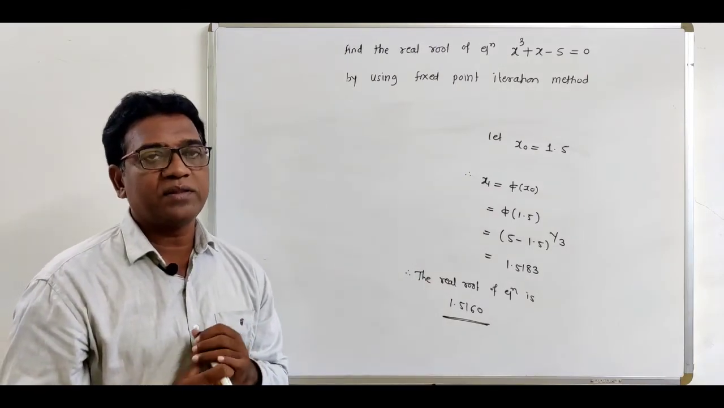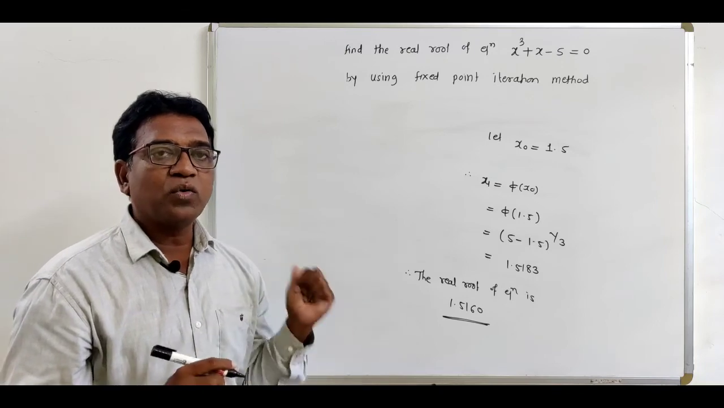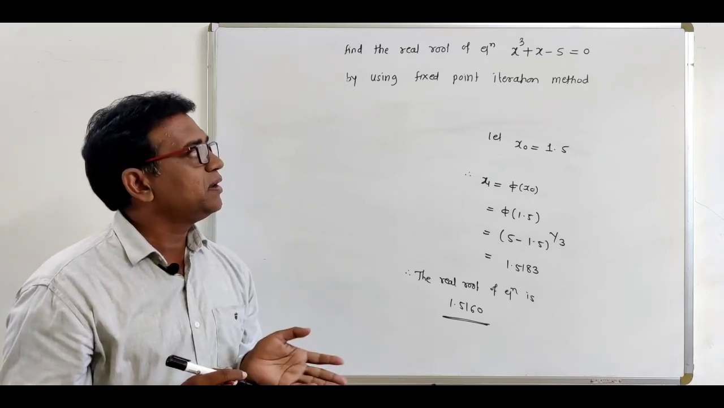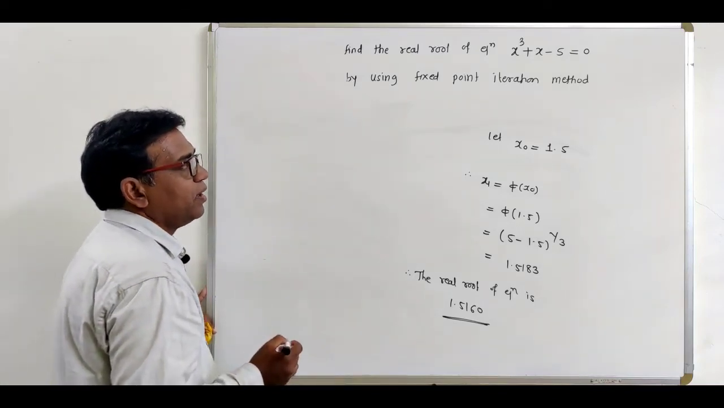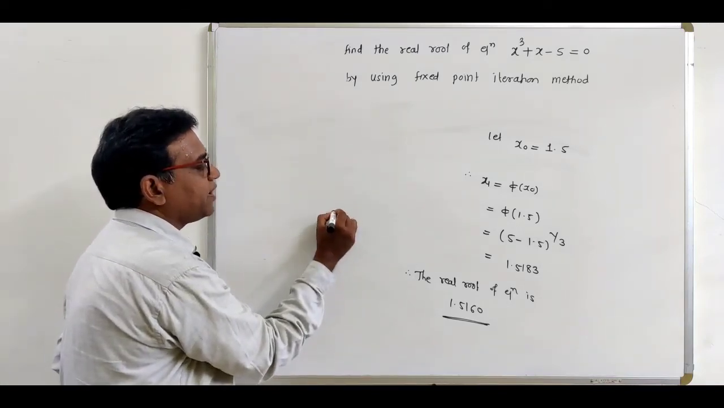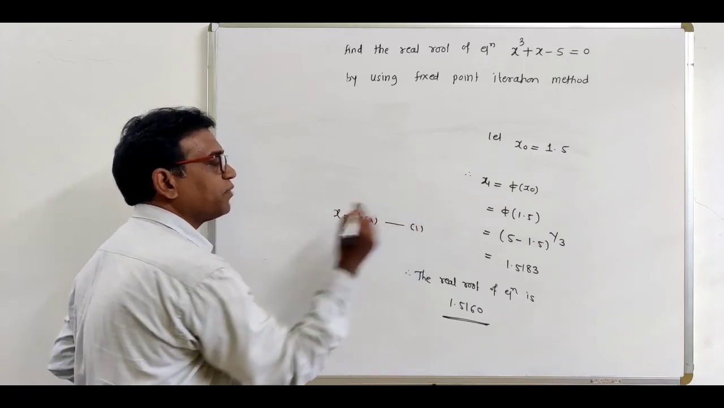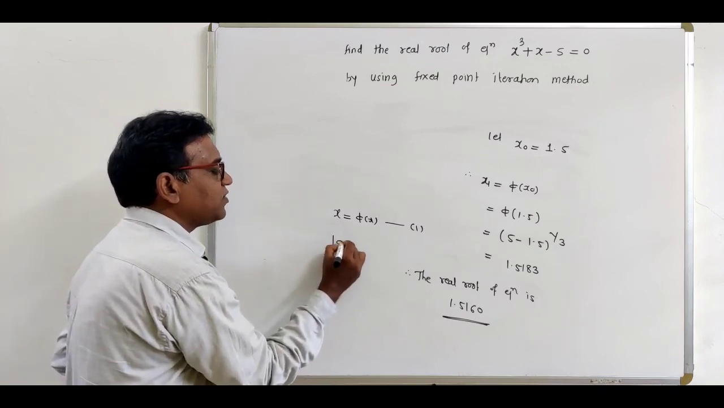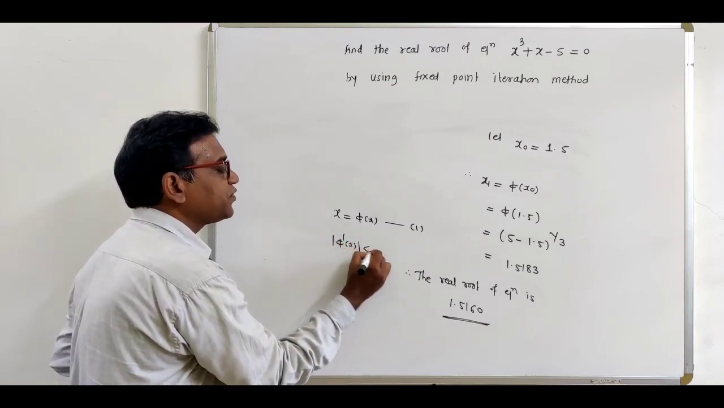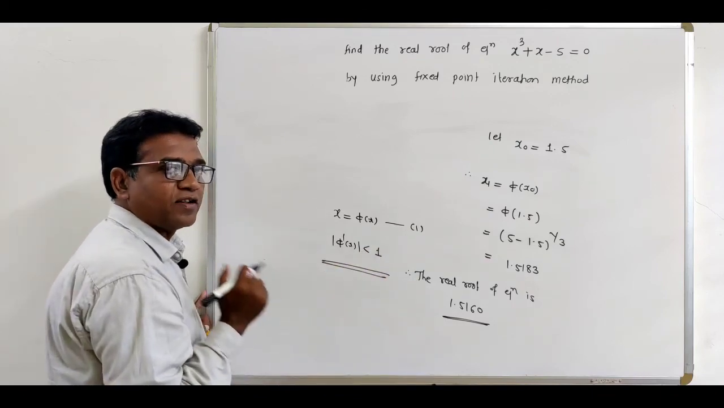So remember this method, that is the fixed point iteration method. What is the rule for applicability of the iteration method? What is the first rule? First of all, express the given equation in the form x equal to phi x. This is step number 1. What is step number 2? Verify the condition that the size of this derivative should be less than 1. Then we can use this fixed point iteration method.